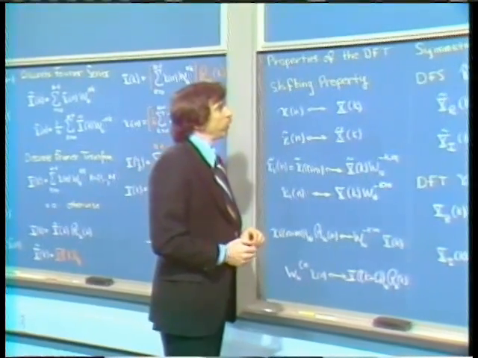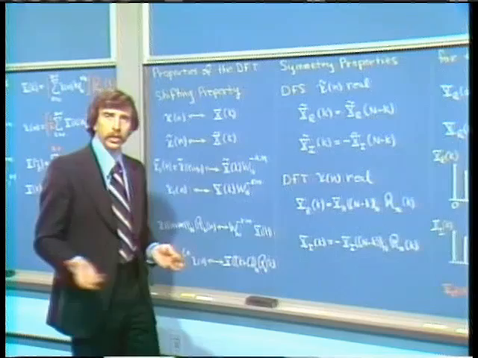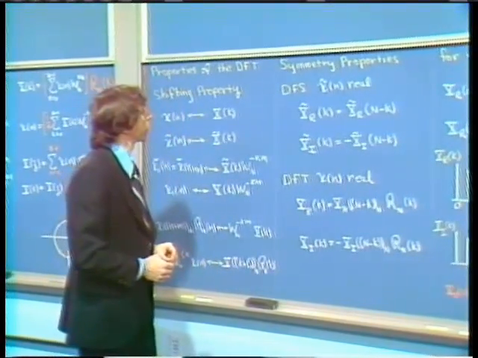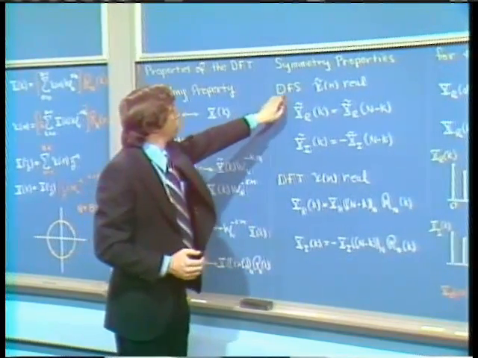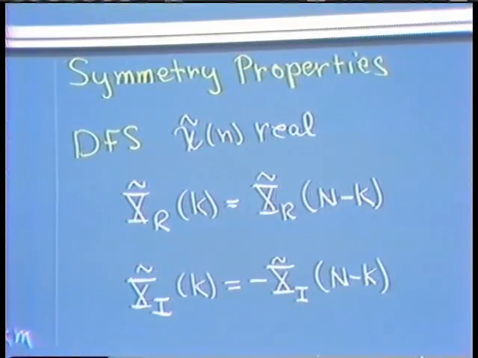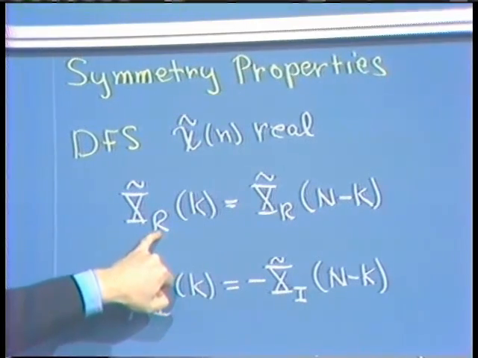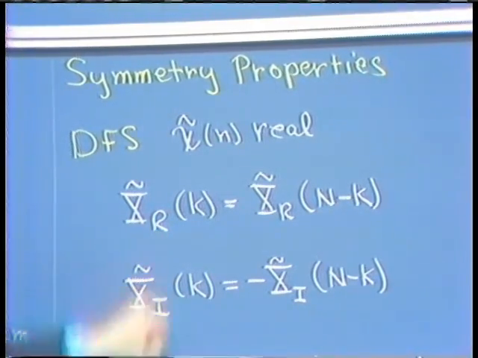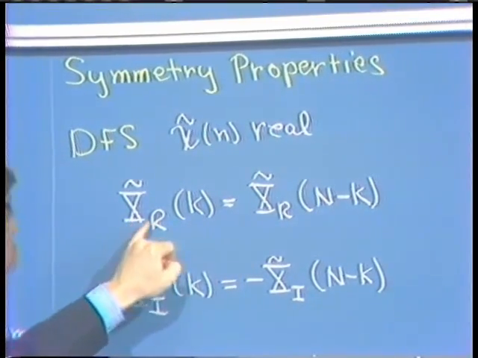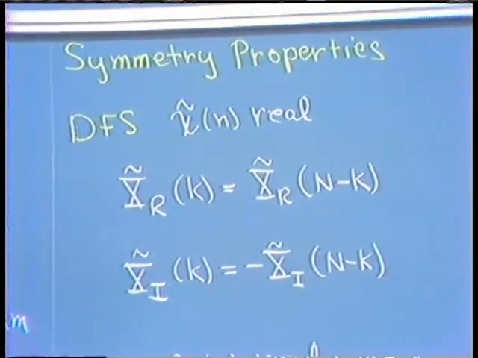Now, we also have symmetry properties for the discrete Fourier transform, which are basically a consequence of the symmetry properties for the discrete Fourier series. I remind you that for the discrete Fourier series, for a periodic sequence that's real, we had the symmetry property that said that the real part of the Fourier series coefficients are even. And we wrote that in a couple of ways, one of which was to state that x sub r of k is equal to x sub r of capital N minus k.